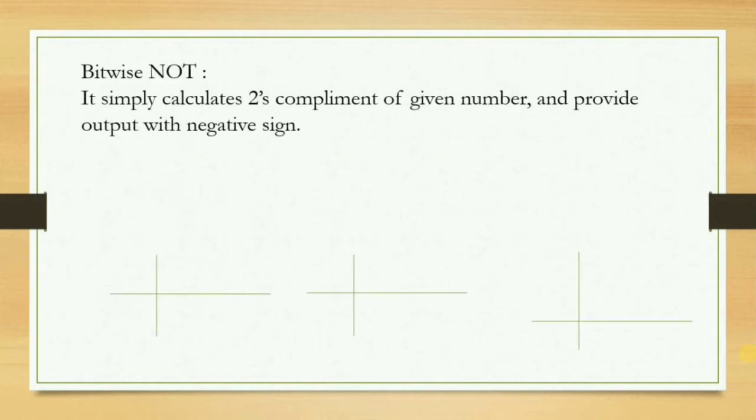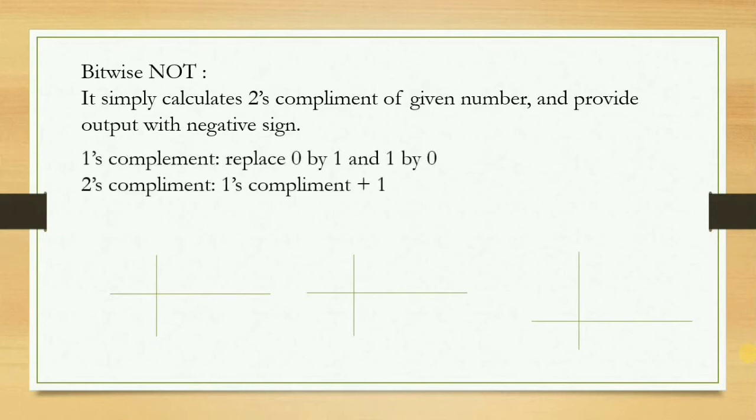Bitwise NOT operator calculates 2's complement of a given number and provides output with a negative sign. There are two types of complements. One is 1's complement and the second is 2's complement. 1's complement just replaces 1 by 0 and 0 by 1. 2's complement is the addition of 1 to the 1's complement.